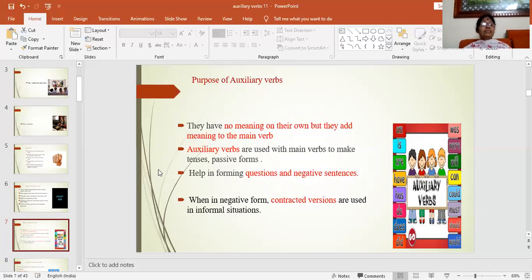Next is that these auxiliary verbs are used with main verbs to make tenses and passive forms. They help in forming questions and negative sentences, right? And when we form negative sentences, sometimes we use contracted versions in informal situations too, right? So this is the purpose of auxiliary verbs.